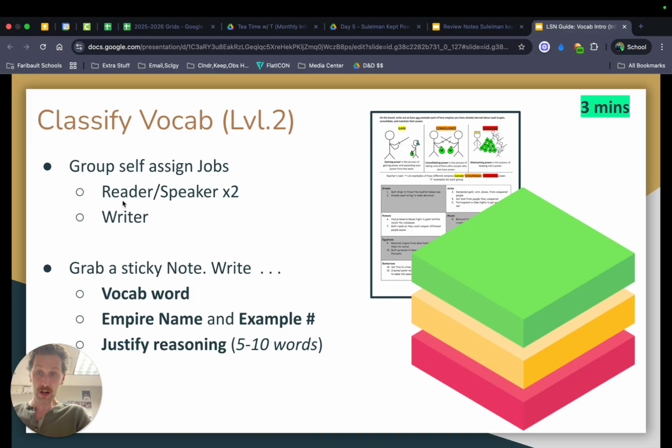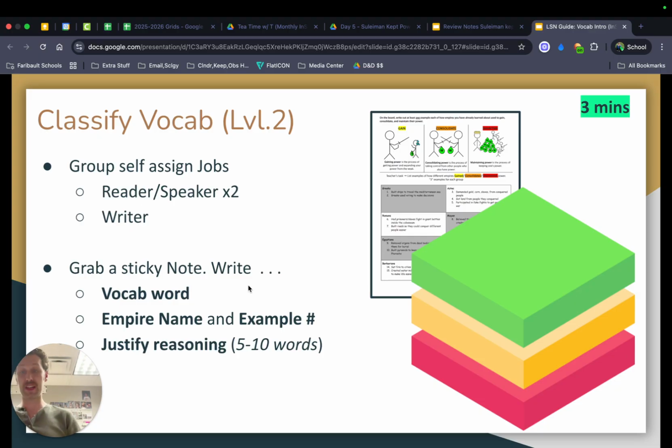What the jobs are is reader, speaker. I would recommend having 2 for this. And then a writer. And we'll get over what all these things do in a hot second. After they've done that, give them like a minute to do that. Have the students go up and grab a sticky note. The reason why you want to have them do it is it gives them a little bit of brain break. If you do it, you're robbing them. You're going to probably spend more time passing out the sticky notes, and you're robbing them of that tiny little bit of break where their brains can restart.